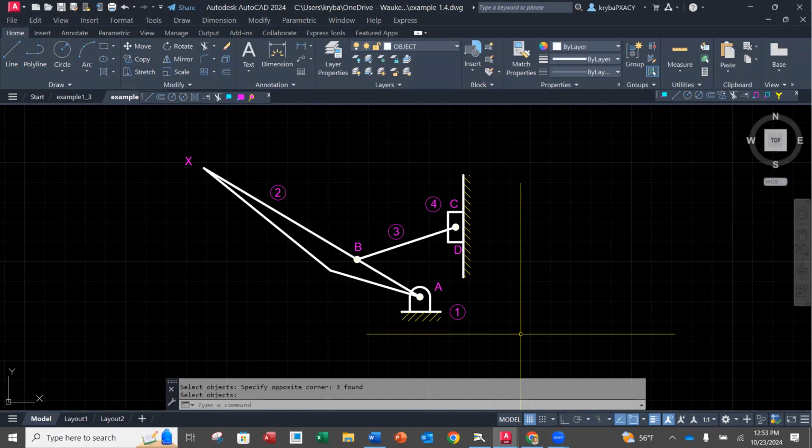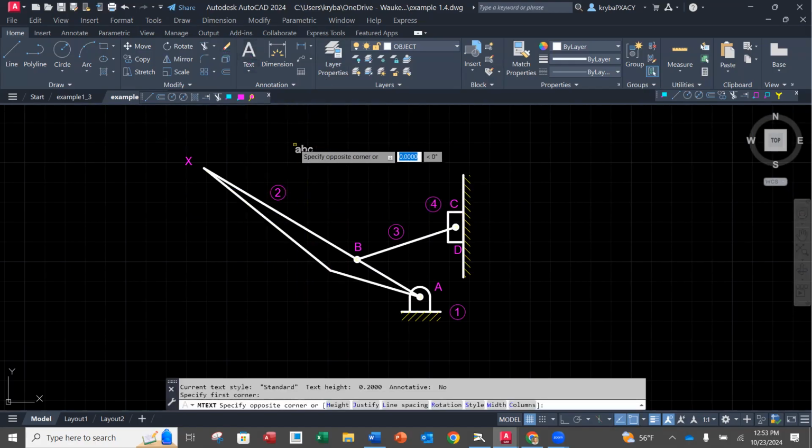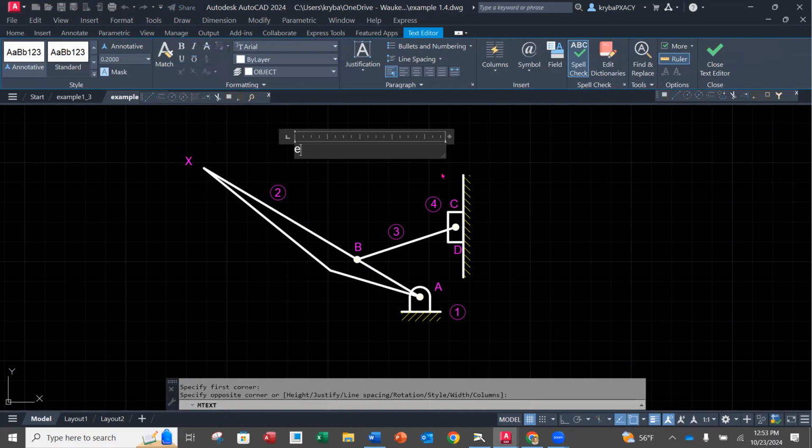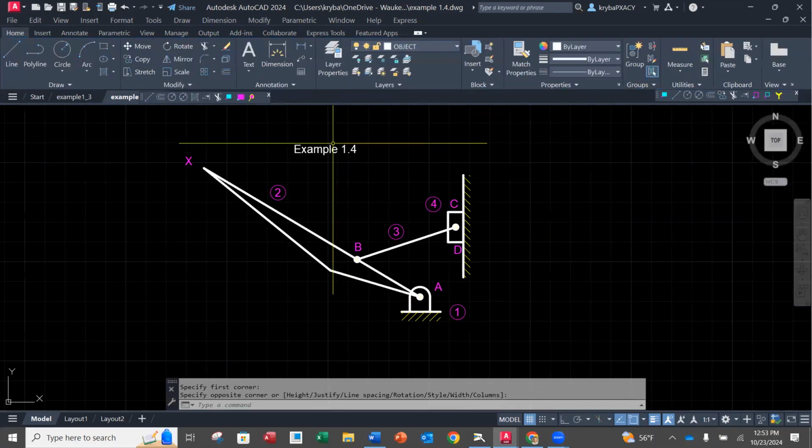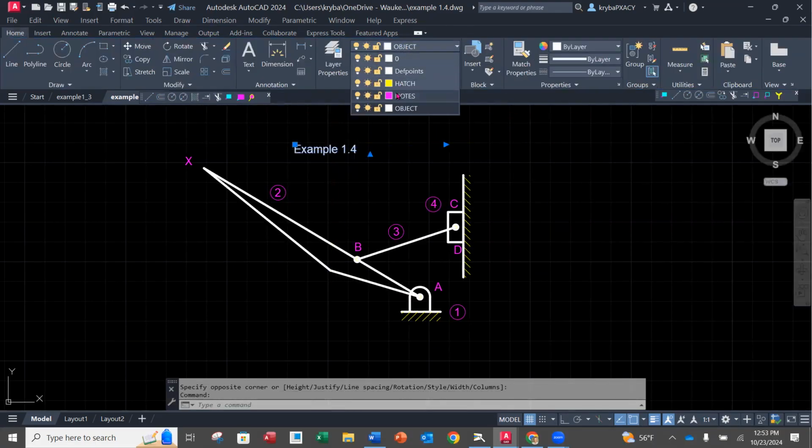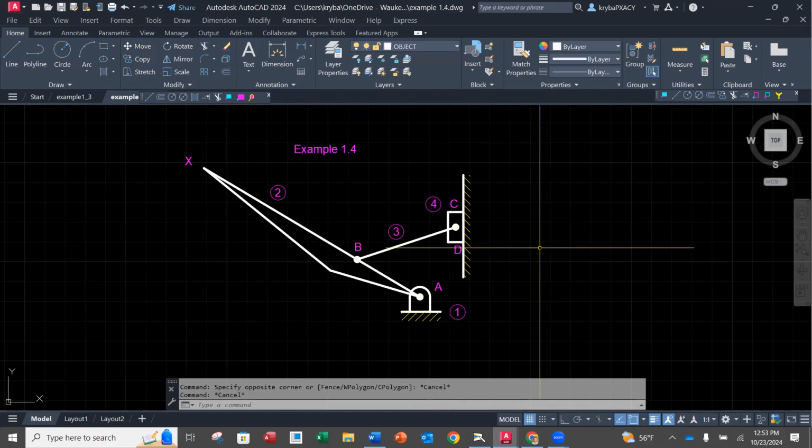This is going to be what you're going to screenshot. Make sure that you label it. So in this case, this is sample 1.4. And I did it again. Put it on the notes layer. There we go. And now you can take your screenshot and add it to the document where you have the previous 2 examples. Okay. That's the first part of example 1.4.